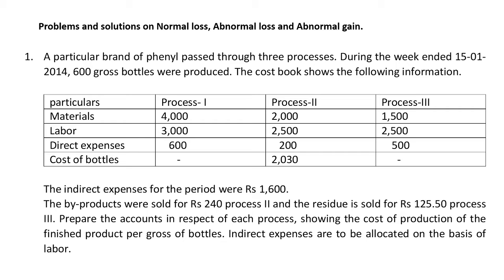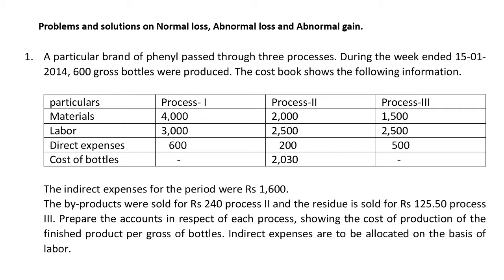Process 2, and the residue is sold for rupees 125.5, process 3. Prepare the accounts in respect of each process showing the cost of production of the finished product per gross of bottles. Indirect expenses are to be allocated on the basis of the labor.